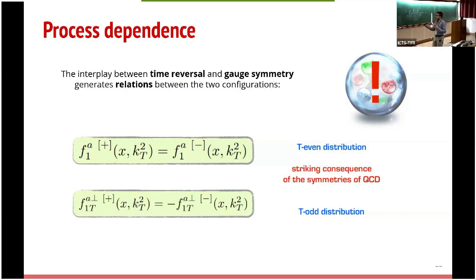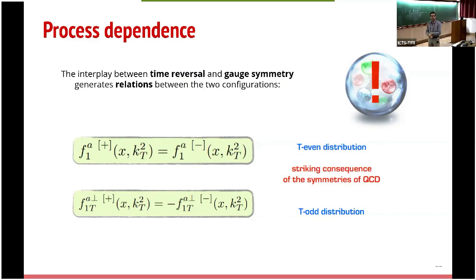Since this is a consequence of the symmetries of QCD, and not a consequence of an assumption that you make in a model calculation, it's something that is extremely important. A big share of the experimental program in QCD is actually to confirm experimentally this sign change relation. My colleagues can comment further on this, but I would say it's one of the milestones for the experimental QCD program.